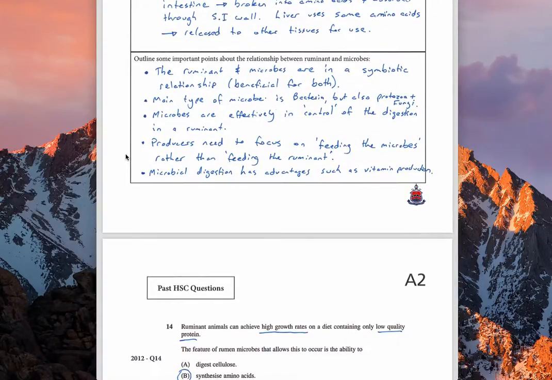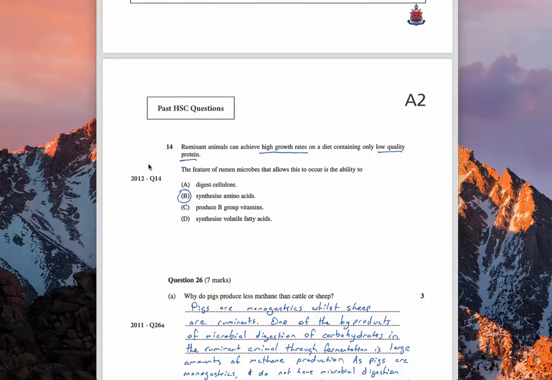Okay, so just in summary, outlining some points about the relationship between ruminant and microbes. The ruminant and microbes are in a symbiotic relationship, which means it's beneficial for both. That's the meaning of symbiotic. The main type of microbe is bacteria, but we also have protozoa and fungi present. Microbes are effectively in control of digestion in a ruminant. This next point illustrates that producers need to focus on feeding the microbes rather than feeding the ruminant animal. So you need to keep the microbes functioning and healthy and happy, and that will in turn be good for the animal. And lastly, microbial digestion has advantages such as vitamin production.